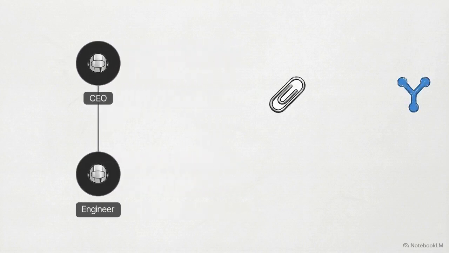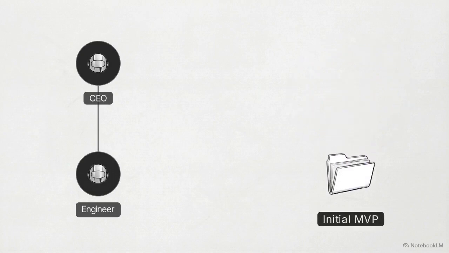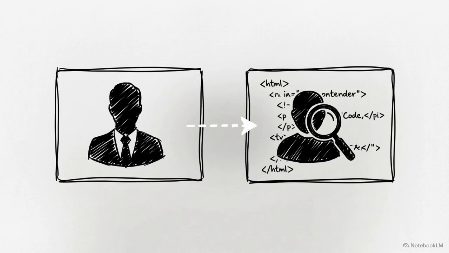To keep the work organized, you can sync the system to a GitHub repository and create a dedicated project folder titled Initial MVP to house the engineer's workload. Next, assign the CEO a complex follow-up directive. Identify and hire a QA agent to continuously audit the engineer's codebase for safety and bugs.